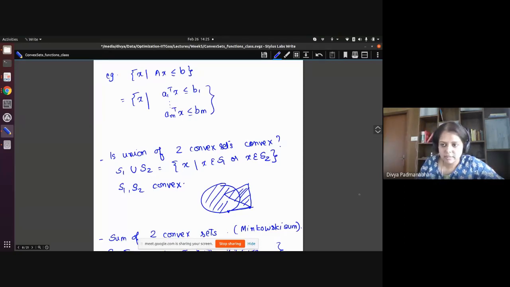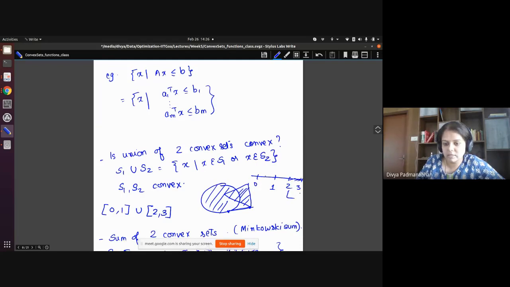You can see simpler examples in one dimension. The interval, say, 0 to 1 union 2 to 3. This is just a one-dimensional example. This region is convex, this region is convex, but if you take them together, you will get this space in between which doesn't belong to the set, so it's not convex.